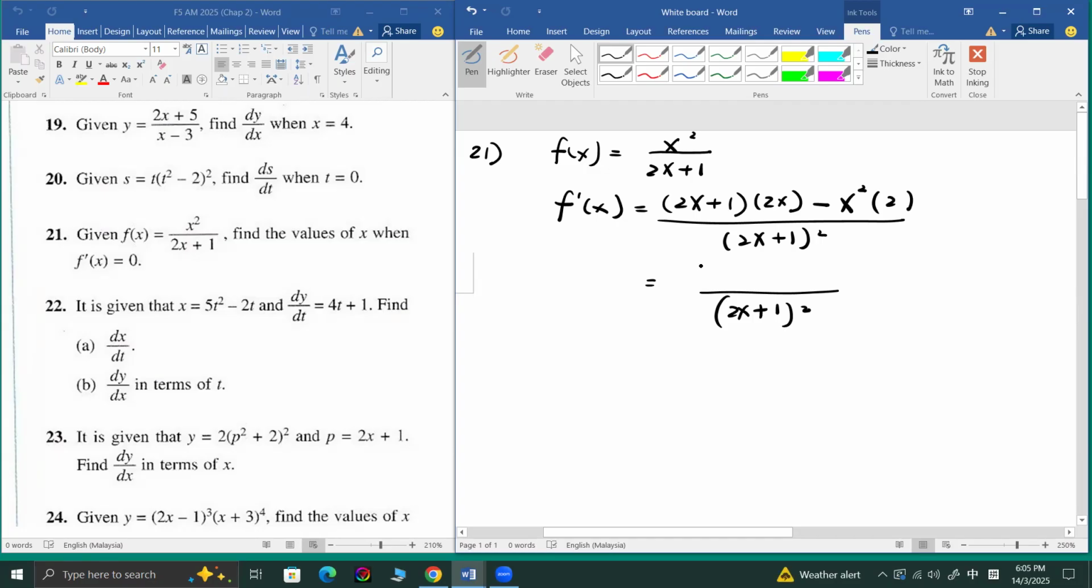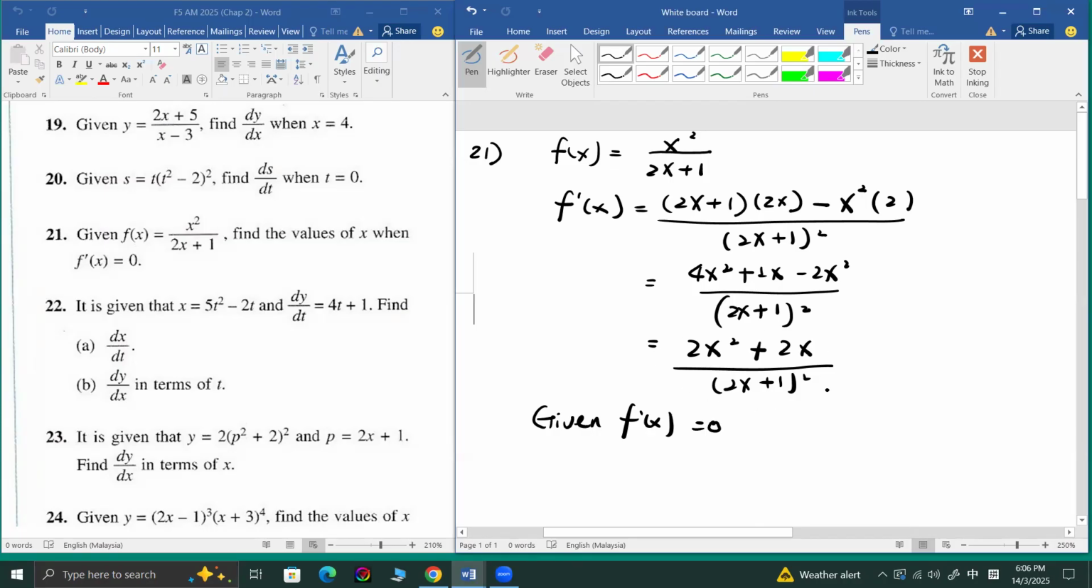4x, 2x and 2x, 4x squared. 2x and 1, 2x, 2x squared. See here, minus 2x squared. 4x squared minus 2x squared. So we got (2x squared plus 2x) per (2x plus 1) squared. Okay, so class, now you see, you are given the first derivative that is 0.